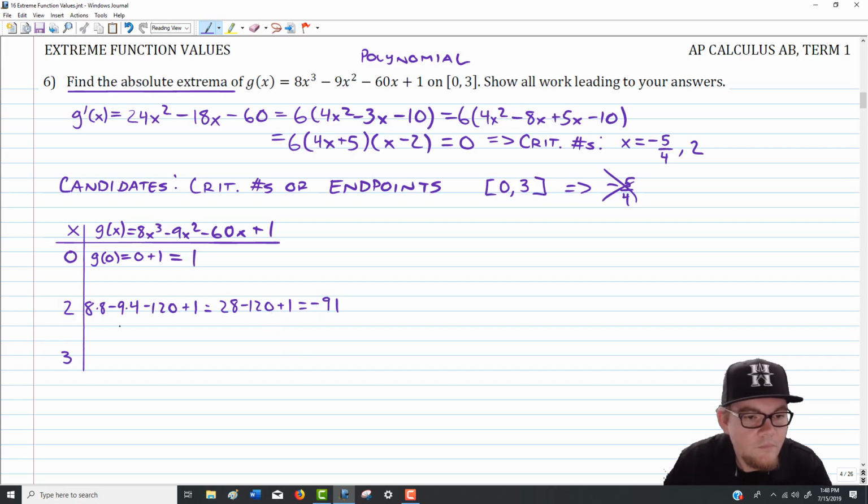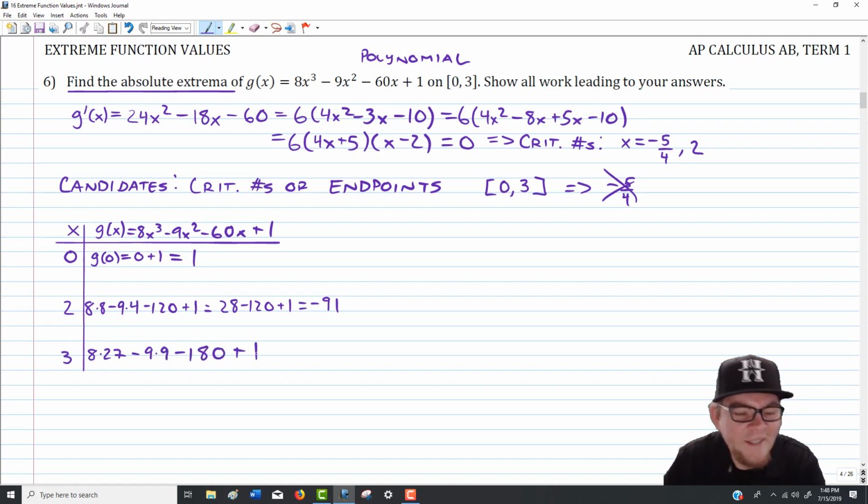So voila. Now at this point, we know for sure that 1 is not going to be the minimum because -91 is smaller. But we still don't know anything else. To find the last one, we need to check at 3. It's going to be 8 times 27 minus 9 times 9. Oh, sorry. Minus 180 plus 1. Once again, pulling out all the correct values here, I'm just going to speed through the arithmetic. That's why I wrote down those numbers. This comes out to be -44.